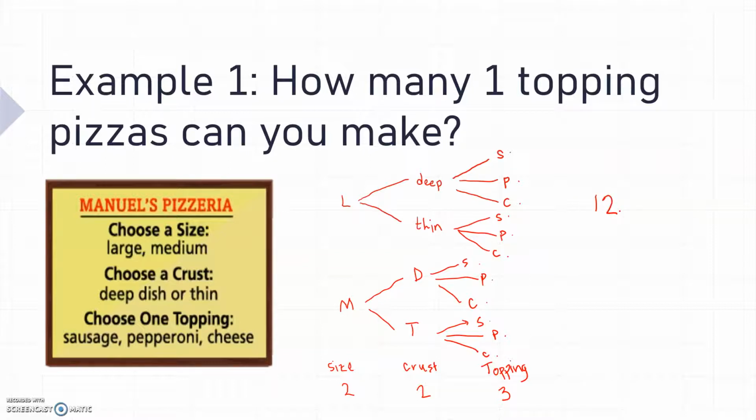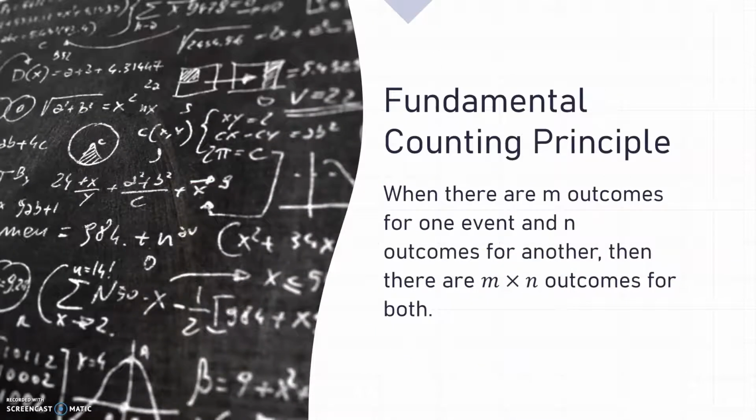The faster way, because we noticed that the branches go from 2 branches to 4 branches to 3 branches off of that, is we could multiply 2 different sizes times 2 different crusts times 3 different toppings. And that gives us 12 options. This is called the fundamental counting principle. When there are m outcomes for one event and n outcomes for another event, then to get the number of outcomes for both events happening, you multiply m times n.